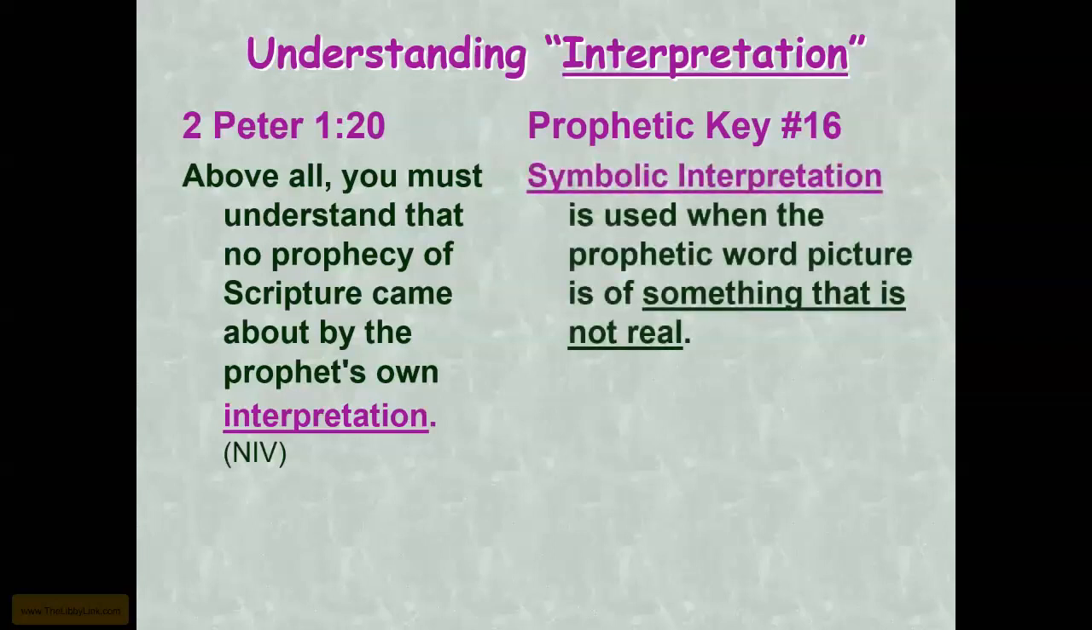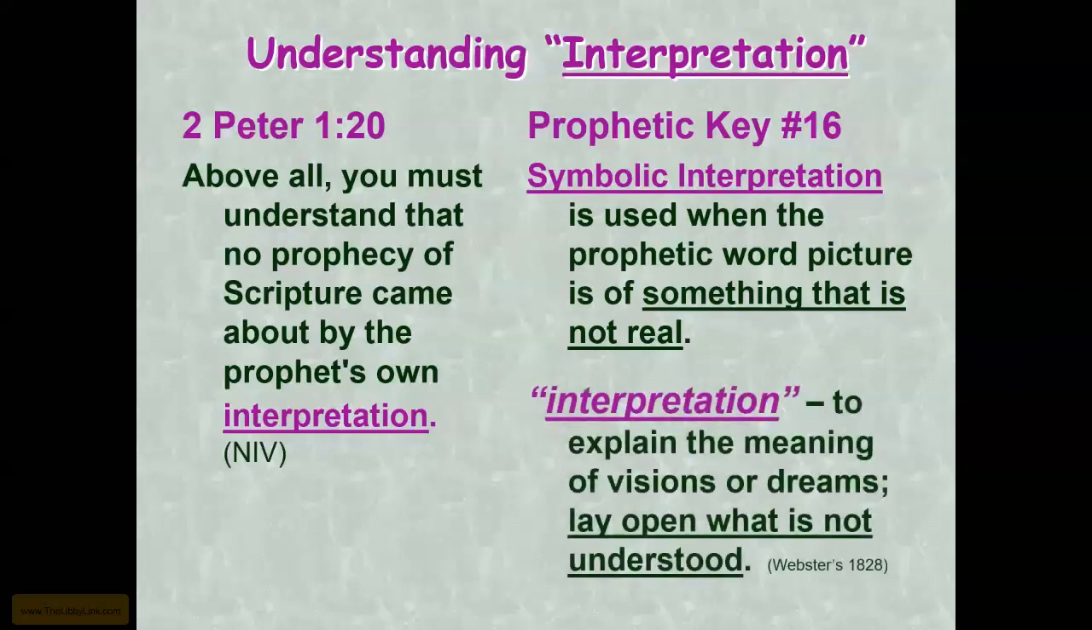Now, let's look at prophetic key number 16 to see what the rule has to say about symbolic interpretation. This is defined as a prophetic word picture of something that is not real. Well, that's easy enough. Webster's 1828 dictionary defines interpretation as to explain the meaning of visions or dreams, to lay open what is not understood. So what does that mean to you and me?